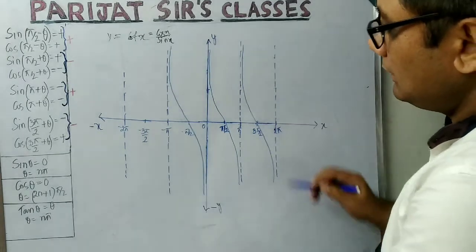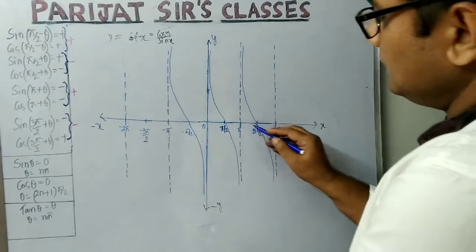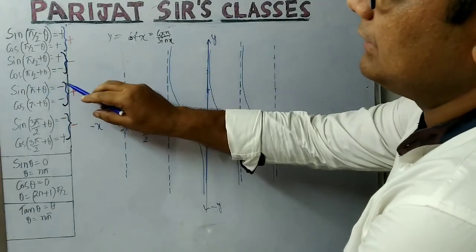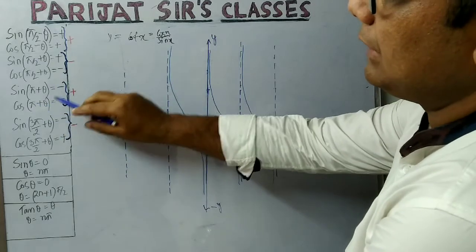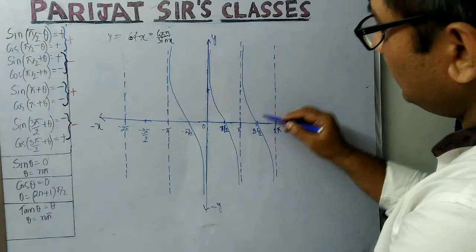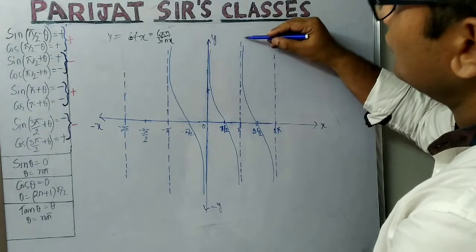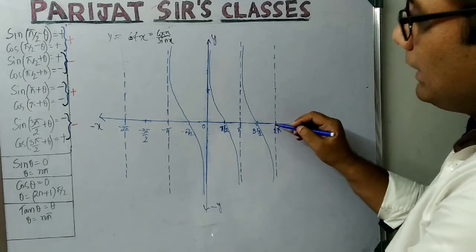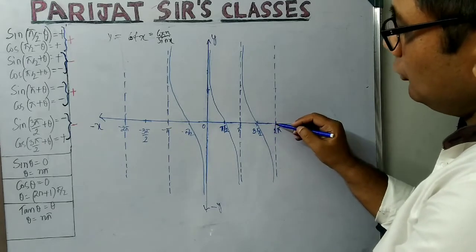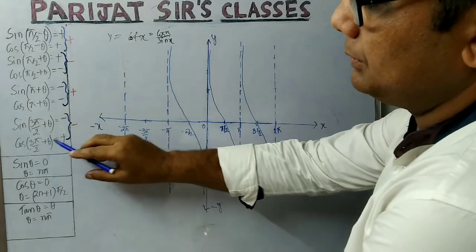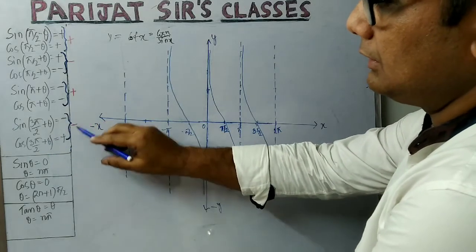Similarly, if I am going from pi plus theta, sin is negative, cos is negative, result is positive. So both are negative and the result is moving towards the positive infinity. And this is pi by 2. Here, at 3 pi by 2 plus theta, sin is negative, cos is positive, and the result is negative.